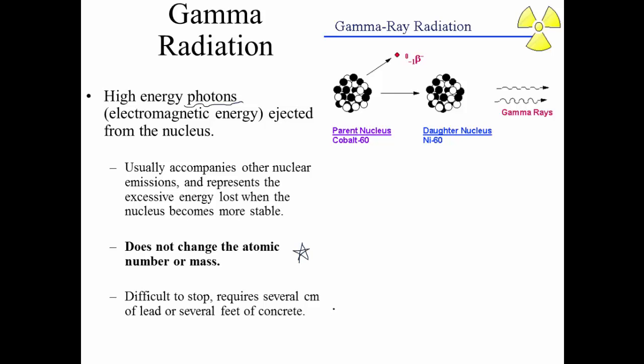This is very difficult to stop, and it requires several centimeters of lead or several feet of concrete to stop it. Okay, so just like radio waves travel through the walls of your house to get into your house and turn on the radio, gamma radiation is the same way. It can travel through objects, and it takes a lot to stop it.